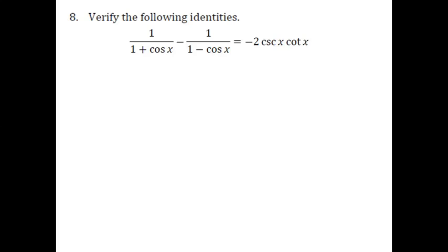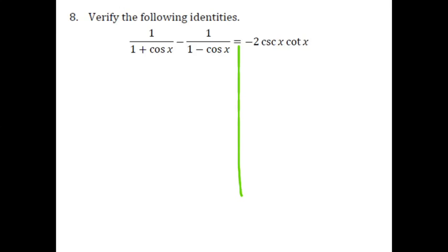cosecant x cotangent x. Remember, when we're verifying identities, what I would like for you to do is put up a wall underneath that equal sign. We're trying to show that the two sides here are equal to each other, so we can't be moving things from one side to the other. You can work on either side, and we just want to work until we get them to look the same.